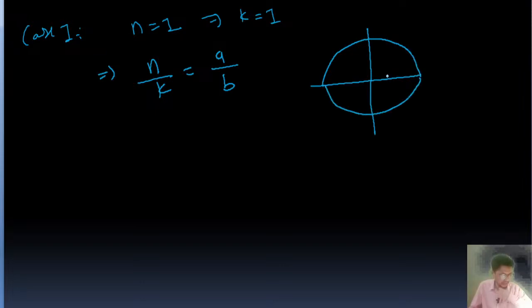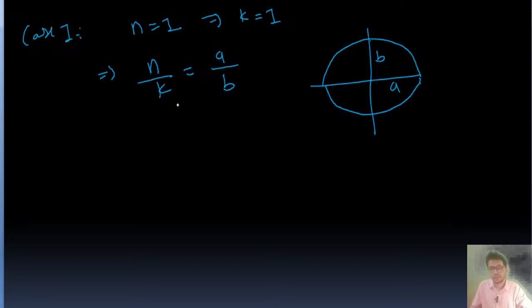This is the elliptical path. This is the major axis, and this is the minor axis. This is B. So n upon k is a upon b, the major axis upon the minor axis. Well, this distance and this distance.